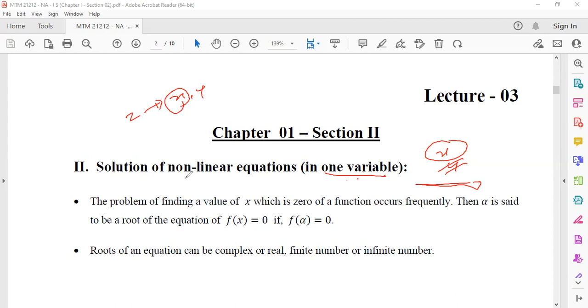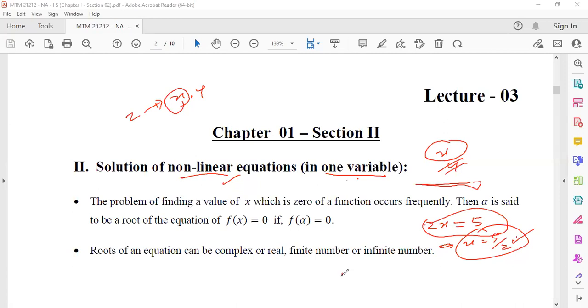It can be non-linear. Most probably here we are going to study the non-linear equation, because in the linear case, for example, if you have 2x equal to 5, anything, you know how to solve this one, isn't it? So x equals 5 by 2. That's all. This is the solution for this equation.